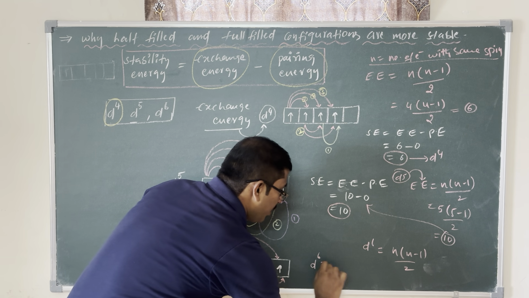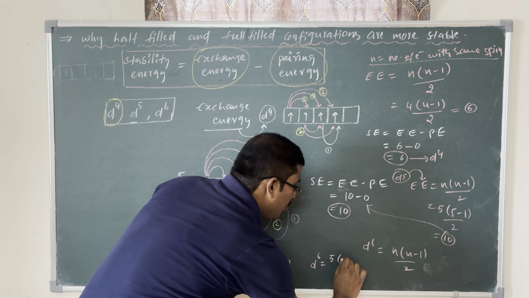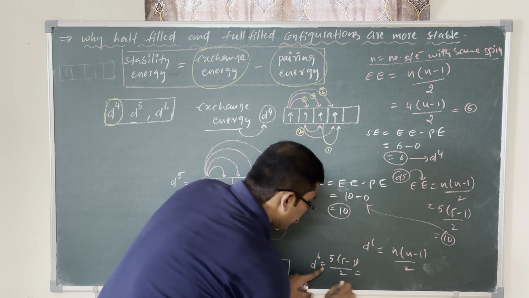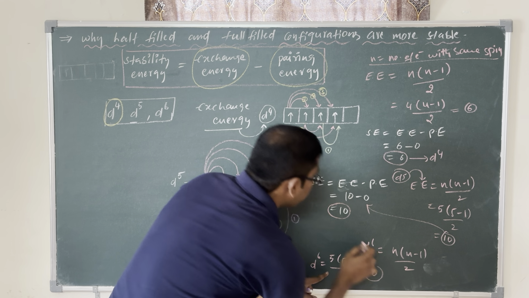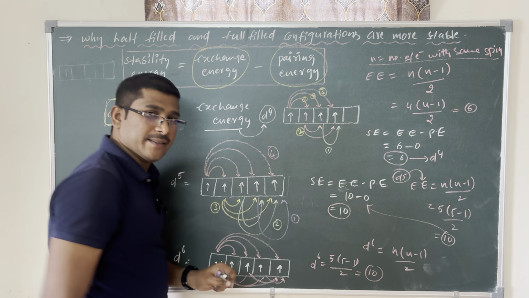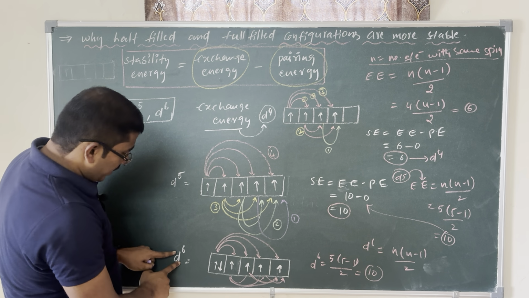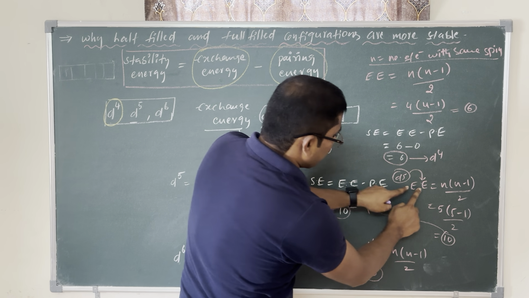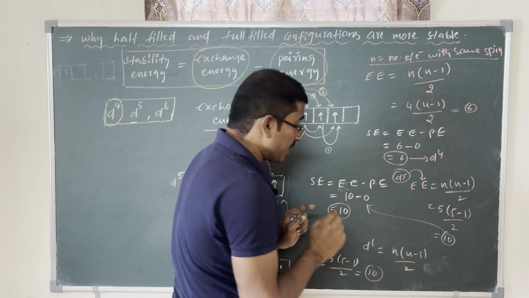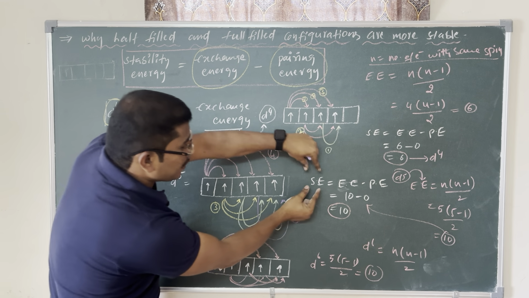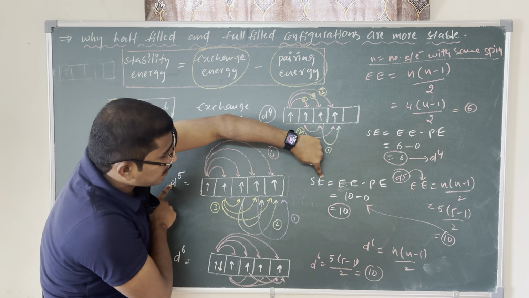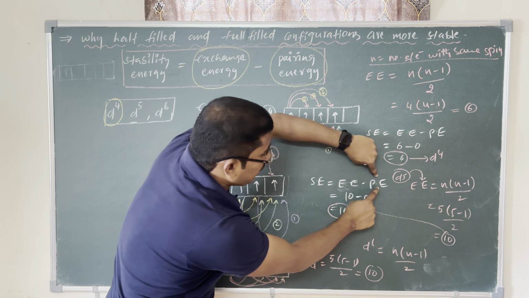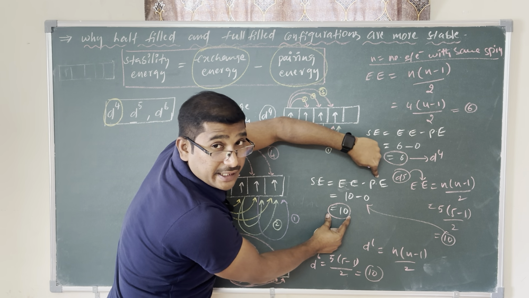So total here for D6 configuration, exchange energy is equals to 5 into 5 minus 1 by 2, which is equals to total 10. As usual, for D5 you are getting 10. For both D5 and D6 configurations, the exchange energy is 10 only. But while calculating stability energy for D5 configuration, it is exchange energy minus pairing energy. Exchange energy is 10, pairing energy is 0. Total we are getting 10 here.